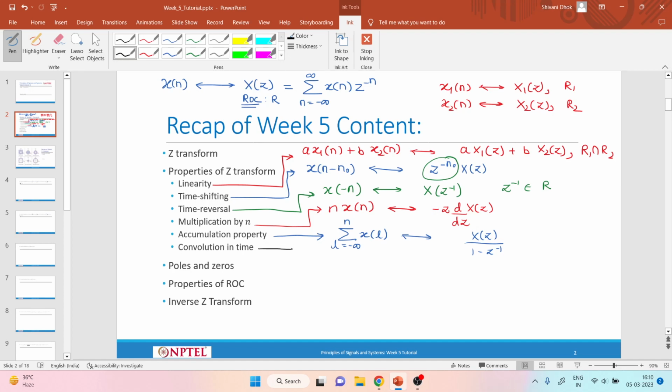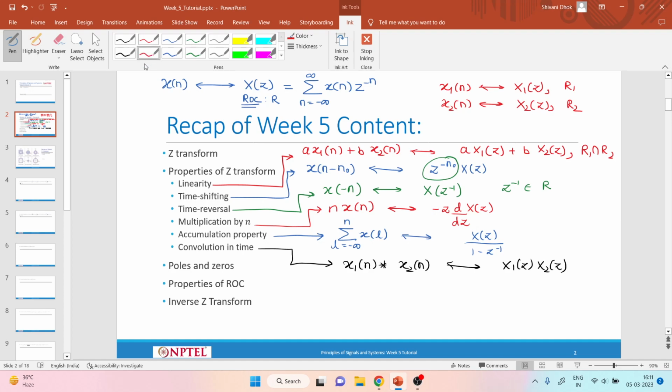And the last property is convolution in time. So if I have convolution of two signals, that is x1 of n convolved with x2 of n, then its Z transform is simply x1 of z multiplied by x2 of z, and the region of convergence is the intersection of these two regions. And these were the properties that were discussed in the lectures.